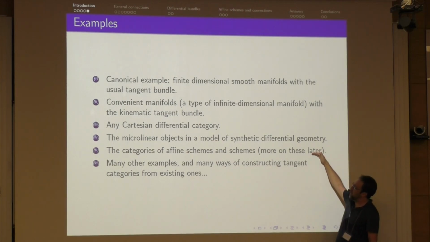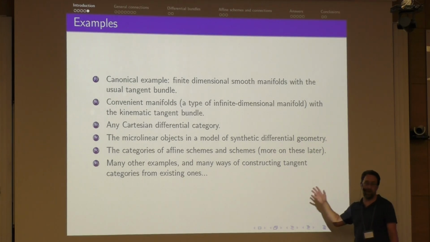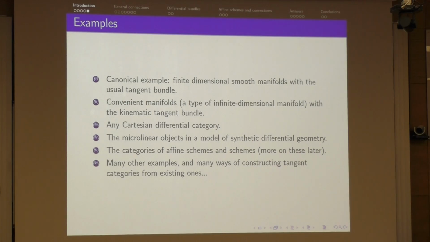I mentioned here the category of affine schemes and schemes. We'll come back to that in a little bit and talk about what the tangent bundle of an affine scheme or scheme is. And there are also other examples. Interestingly, there are many ways of constructing tangent categories from existing ones. For example, as long as you have enough limits that behave nicely, the slice of a tangent category is again a tangent category. There are all sorts of constructions, like tangent categories of vector fields of an existing tangent category, or tangent categories of objects with connection. It's been surprising to me how many new tangent categories have been constructed from existing ones and how many models there are. There are also extensions of this theory to infinity categories, which Michael Ching is going to talk about later, related to Goodwillie's functor calculus.